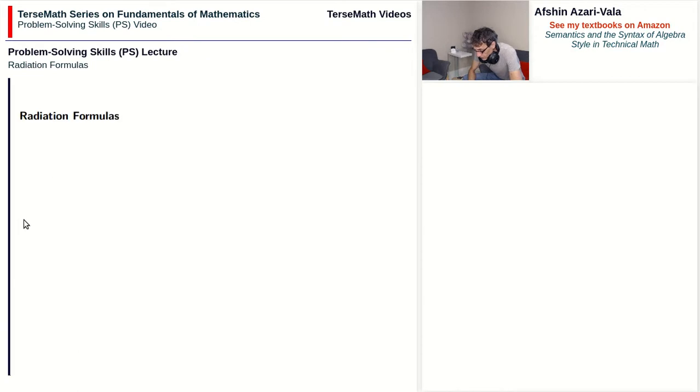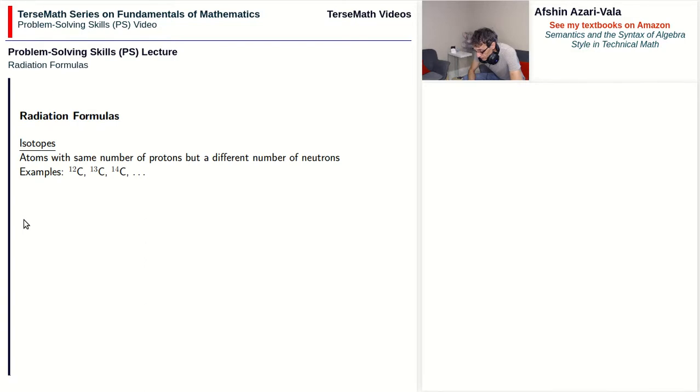Now, radiation has to do with a certain kind of isotope. And just as a reminder, isotopes are atoms with the same number of protons, so they are the same kind of atom, but they have a different number of neutrons. As an example of some of the isotopes of carbon, we have C12, which has 6 protons and 6 neutrons.